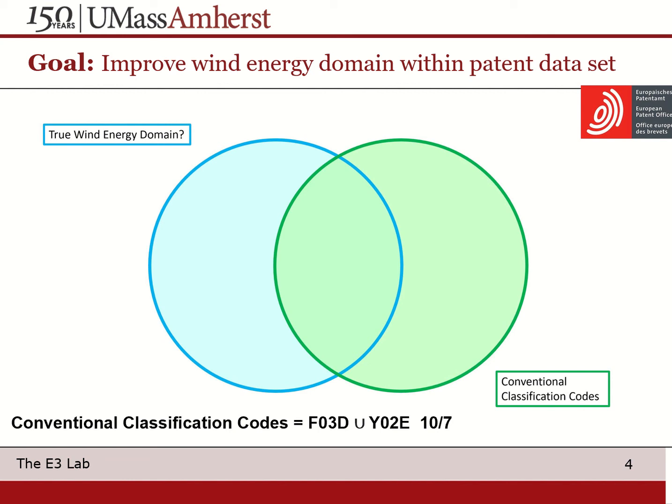Our first task was to evaluate how many patents with the conventional codes fit into the true wind energy domain within the dataset. We completed this by reviewing 100 random patents with the conventional codes and labeling them as whether they were yes, related to wind energy, or no, not related to wind energy.